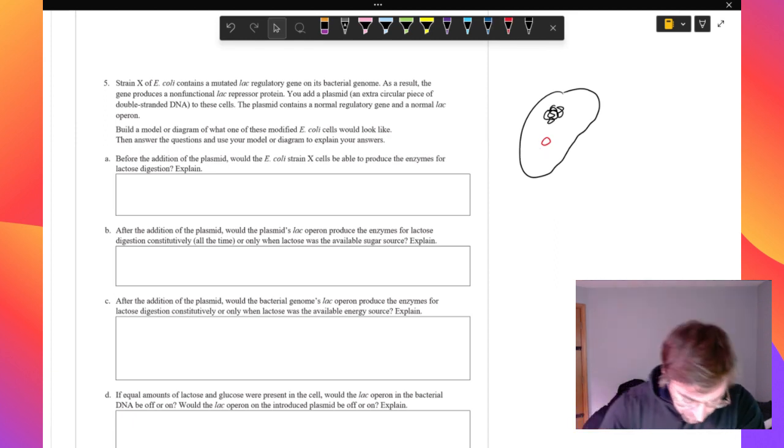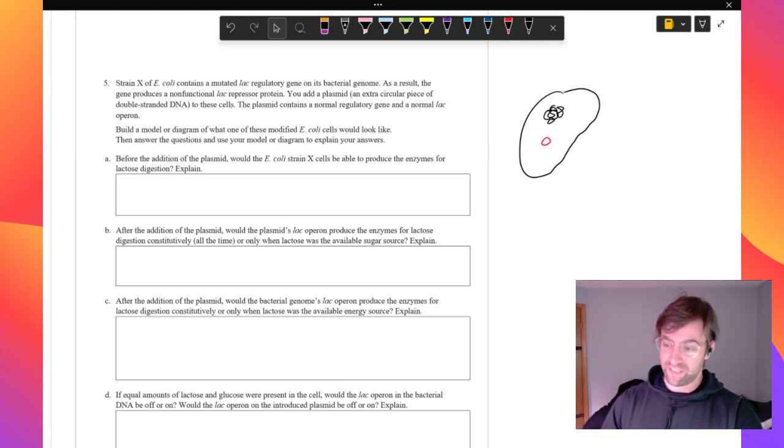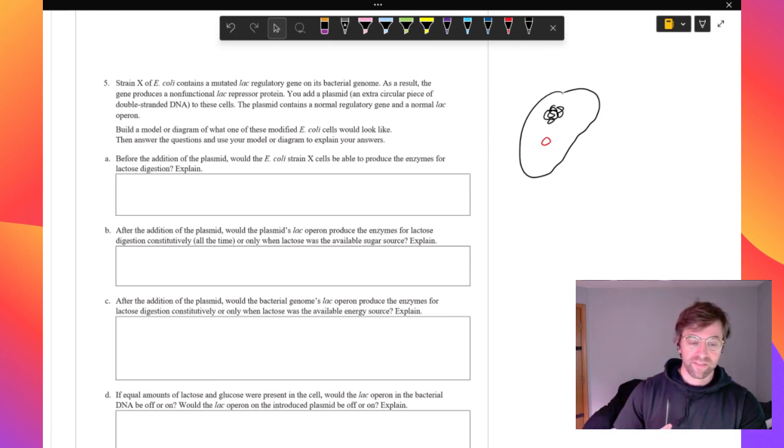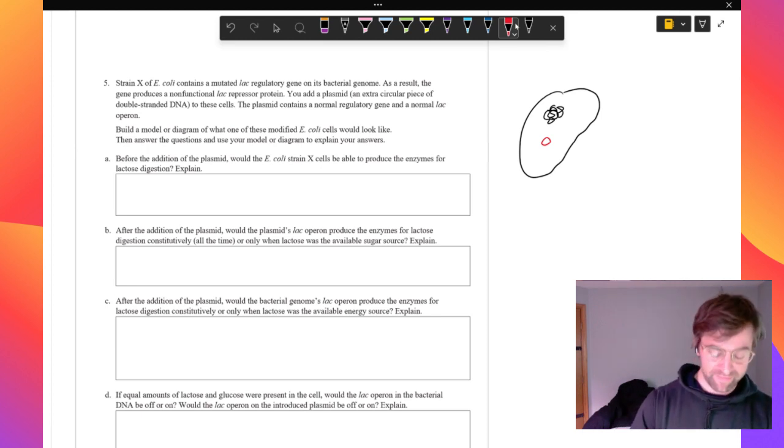So before the addition of the plasmid, would the E. coli strain X cells be able to produce the enzymes for lactose digestion? And explain. And this goes back to, is the lac operon inducible or repressible? So the answer is yes. Yes, the lacI gene ordinarily produces an active repressor, right?